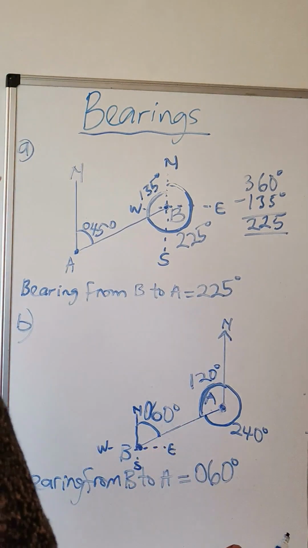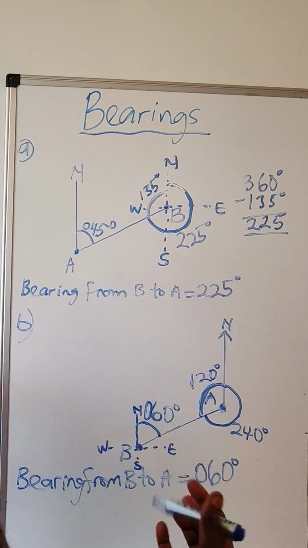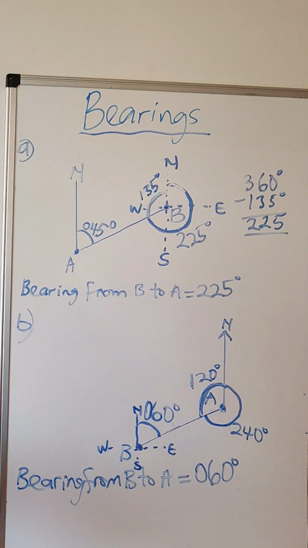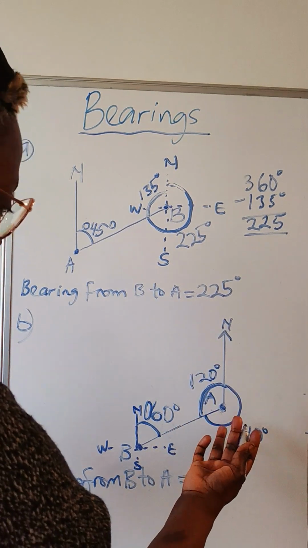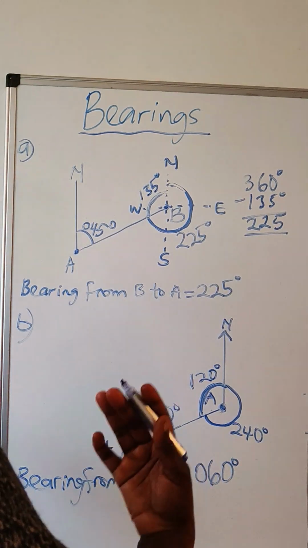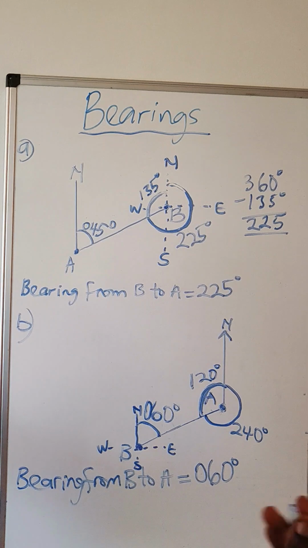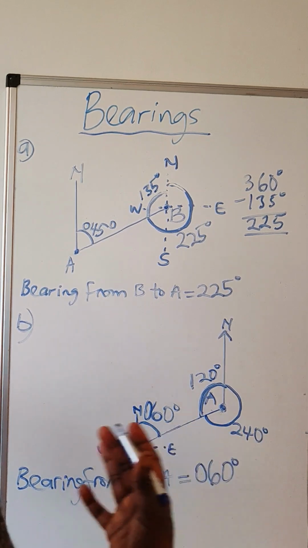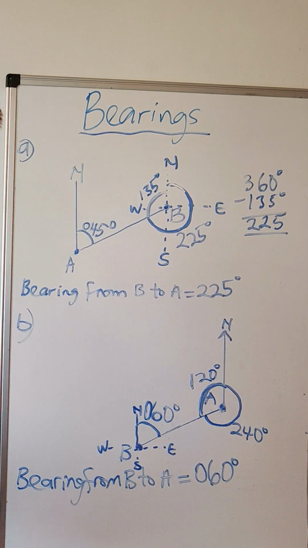So, to get the bearing from B to A, we can also subtract 120 degrees from 180 degrees and we get 60 degrees. So I've tried to explain it in two ways now. We can use the reverse bearings method or the co-interior angle method, which adds up to 180 degrees.